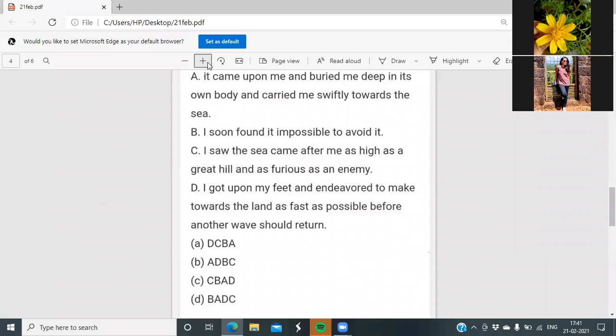Let me check whether I'm correct. Yeah, many of you have answered option C. Okay, C. I saw the sea came after me as high as a great hill and as furious as an enemy. I soon found it impossible to avoid it. Then it came upon me and buried me deep in its own body and carried me swiftly towards the sea. See, after option A, the sea has carried him into its body. How can he go away from it now? I got upon my feet. If he's in the mid of the sea, he cannot quickly go away from the sea, right? Now, are you understanding why option C is incorrect?